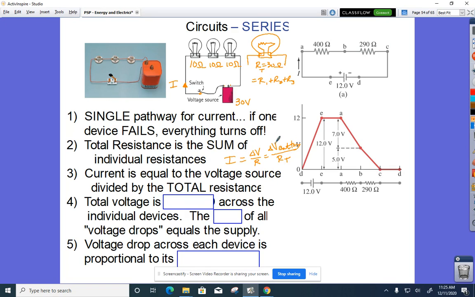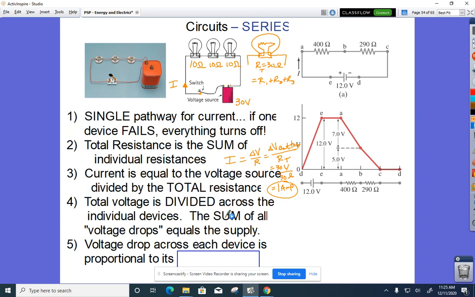So if I have 30 volts, and I'm putting that through a resistance of 30 ohms, I would just get 1 ampere of current flow. So that would be the current through that circuit. Now the total voltage is divided across the individual devices. The sum of all of those voltage drops is equal to the supply.